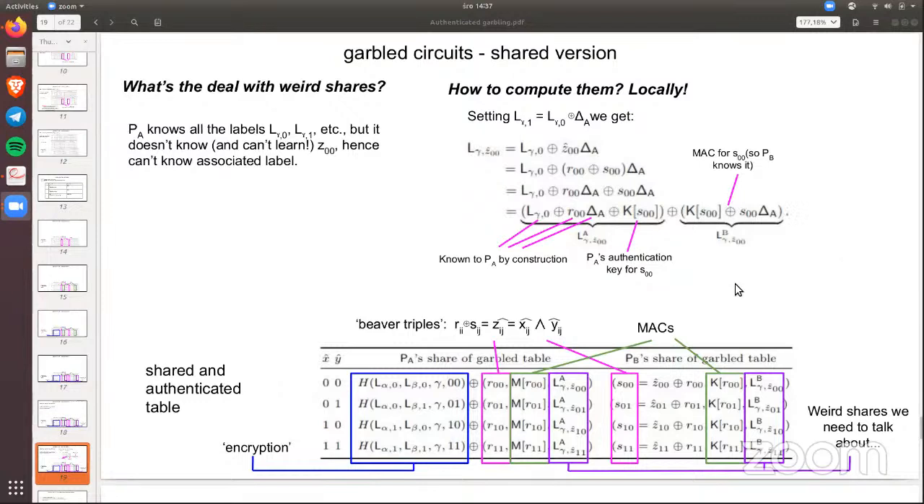And what's this other thing? At first it may look a bit tricky because it also has this key S00, which should not be known by PB. But in total, this is just the MAC for S00. So if we also authenticate S00, then this thing can be locally computed by PB, and that thing can be locally computed by PA. So we do not need to care about these shared labels during the preprocessing.